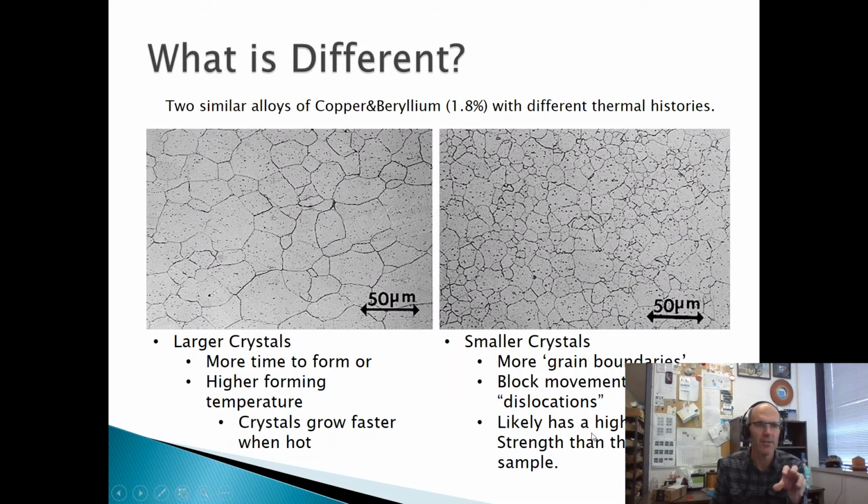So this material right here, even though this and this have the exact same alloy content, this material with the smaller crystals likely has a higher yield strength. In other words, it's more difficult to get plastic deformation in the smaller crystals than in the larger crystals right here, because in order to get that plastic deformation, you have to rearrange grain boundaries, and there's a lot more grain boundaries in here that you have to rearrange.